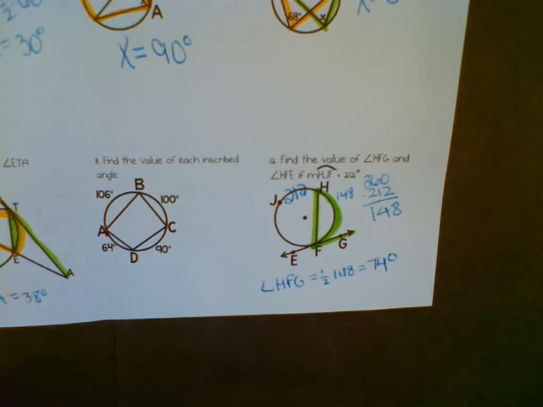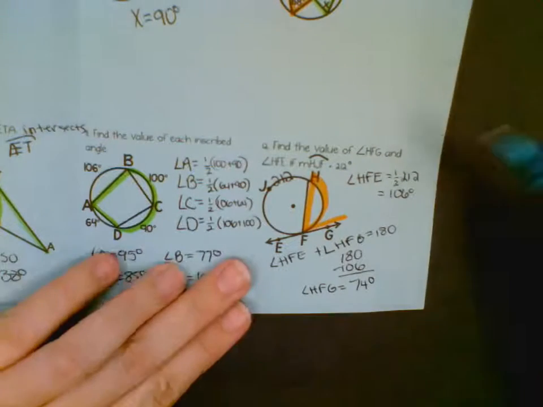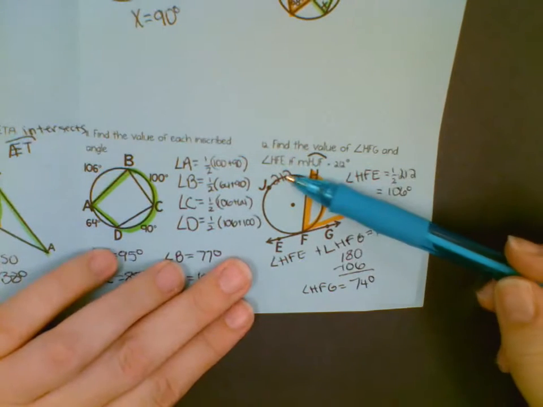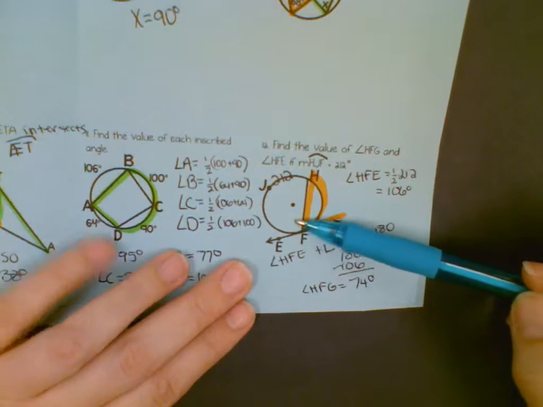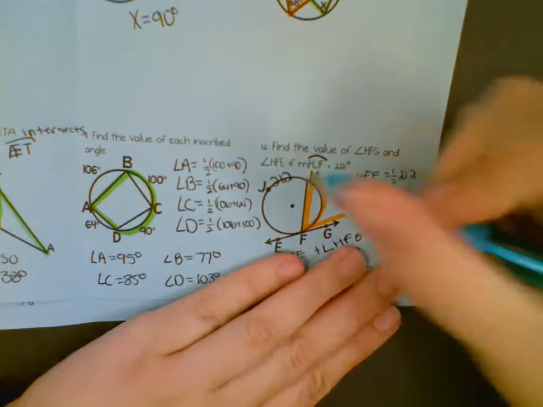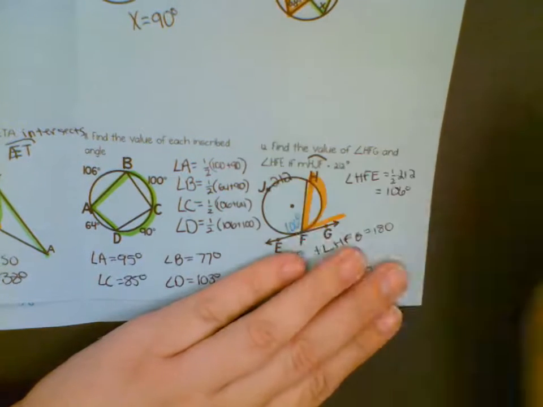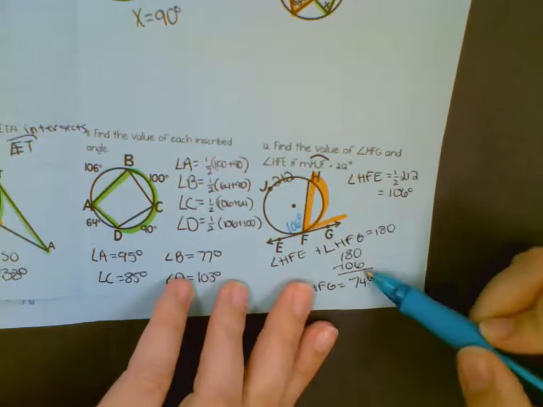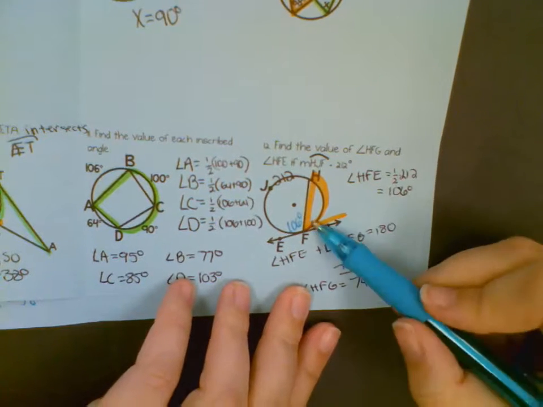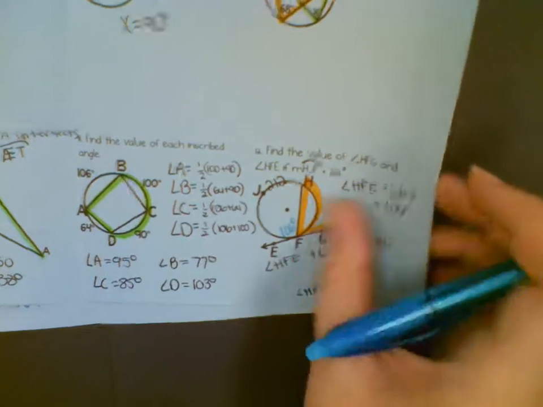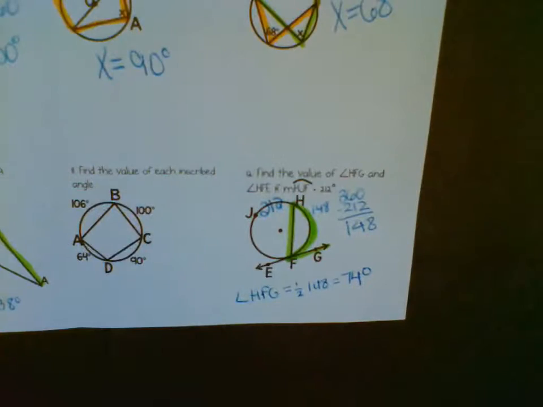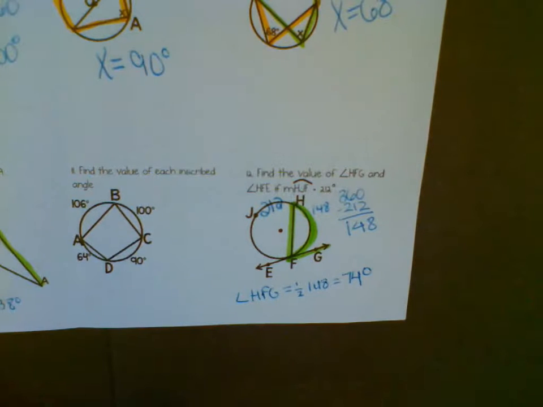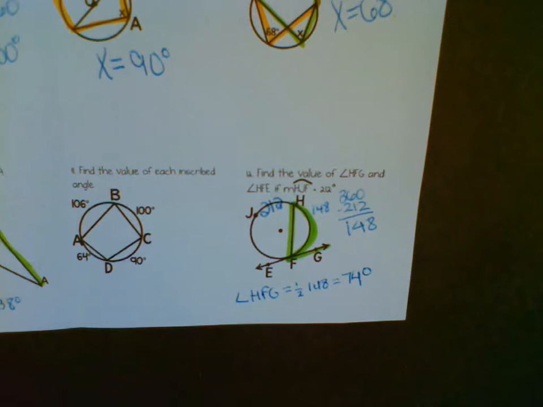There was another way to do it. On here, I did it differently. I found the measure of this arc, and I got 106 here. And then those are supplementary, so I just subtracted from 180 and still got 74. So it doesn't matter which way you do it. Either way, you're doing some subtraction and then some halving. Okay, and that's it.